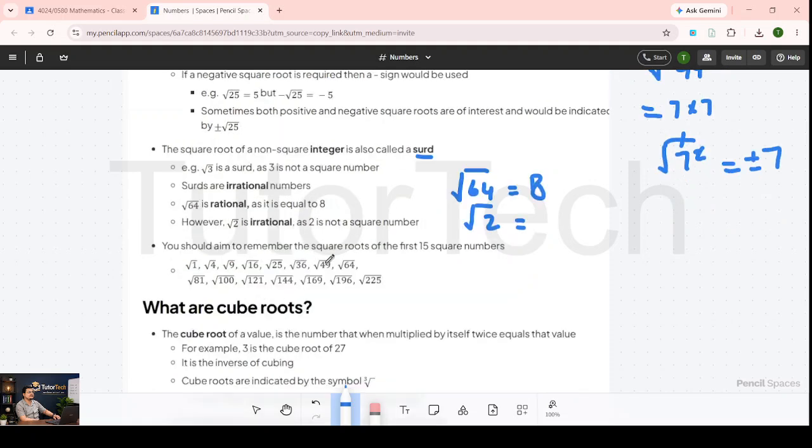You should aim to remember the square roots of the first 15 numbers. Root 4 is 2, root 9 is 3, root 16 is 4, root 25 is 5, root 36. What is root 36? Root 36 is plus minus 6. What is root 49? Plus minus 7. What is root 64? It is plus minus 8, and so on. You need to memorize at least the first 15 square numbers or the first 15 roots.